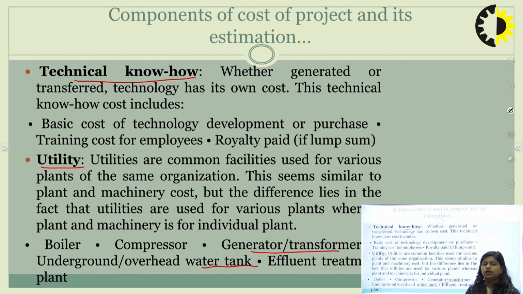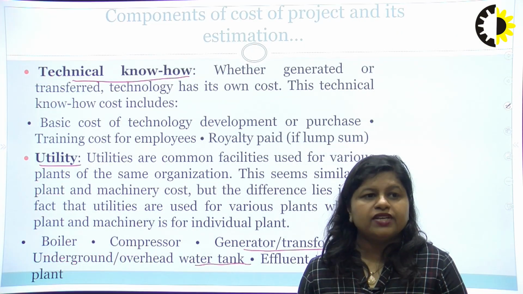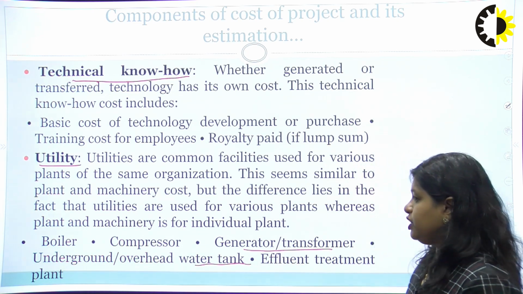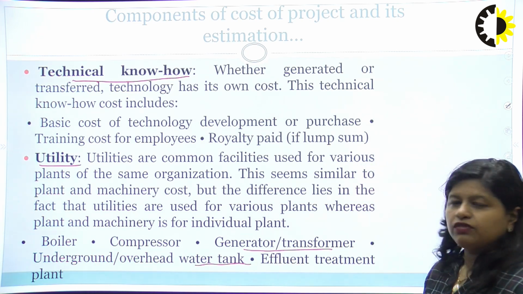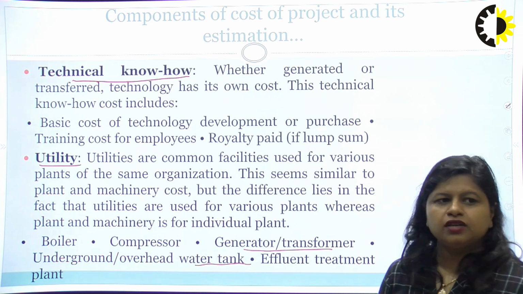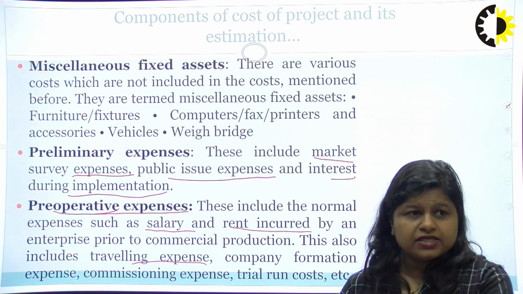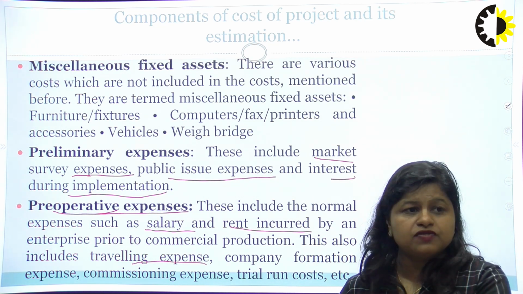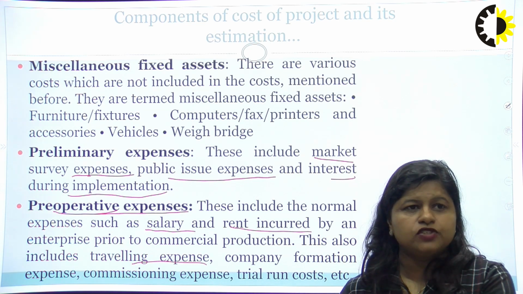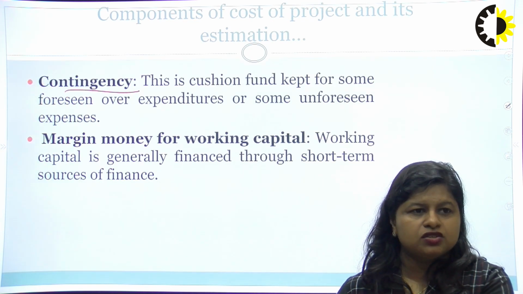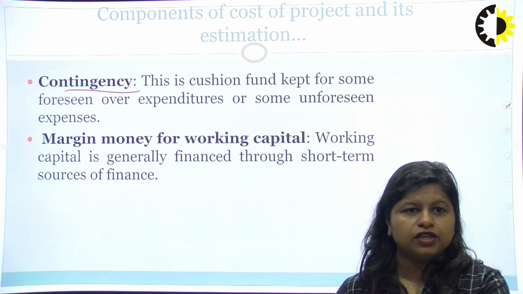Then we have the technical know-how: if any technology is involved, we need to pay a royalty. We need to find out the cost involved in the training of the employees. Then we also need to estimate the total cost involved in the utilities of the project, like the development of the boiler, compressor, generator, transformer, etc. We need to also calculate the miscellaneous fixed assets, the preliminary expenses, the pre-operative expenses, the contingency money, and some margin money for the working capital.